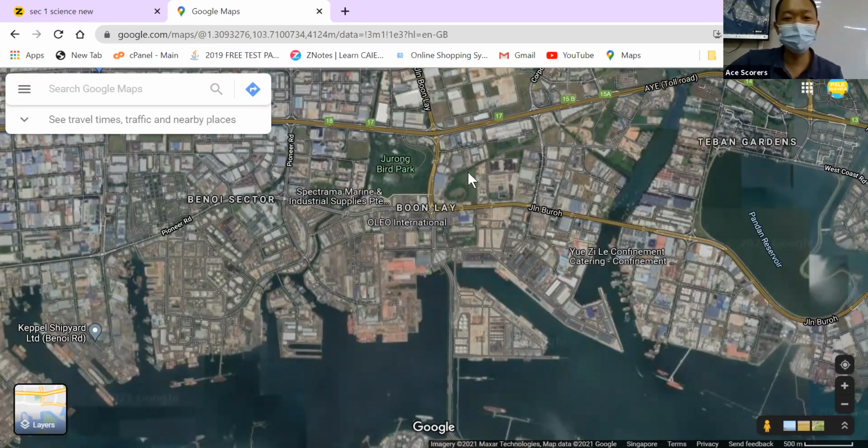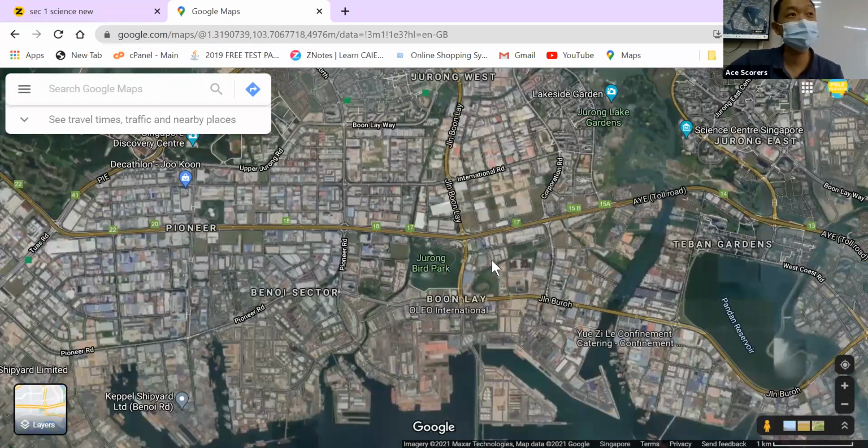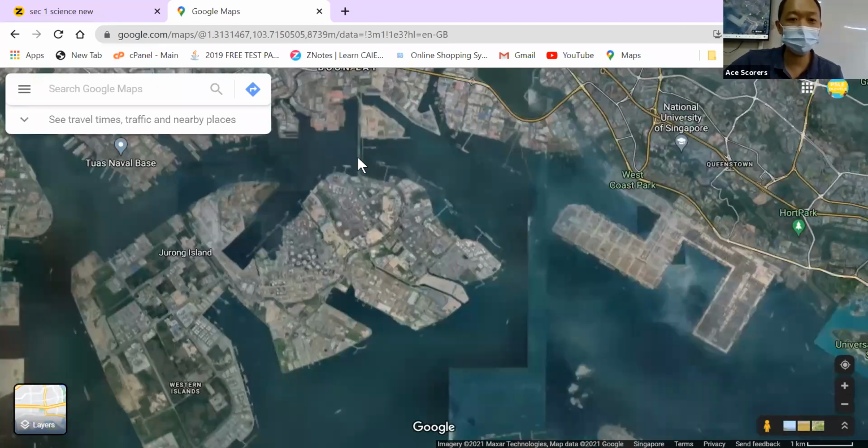If something happens, the bird will die. Absolutely right. You're so clever, right? It's true. You see, how can the whole place be industrial, chemical industrial? You see this whole place, chemical industrial area. Then all of a sudden you've got a bird park inside.